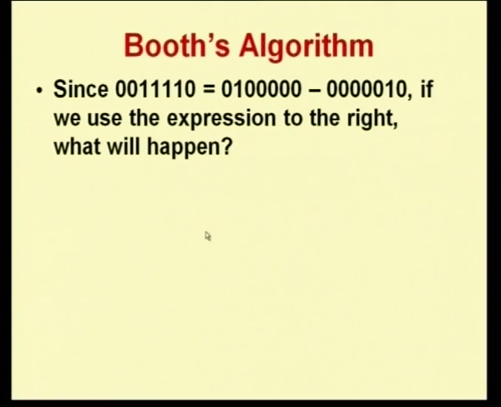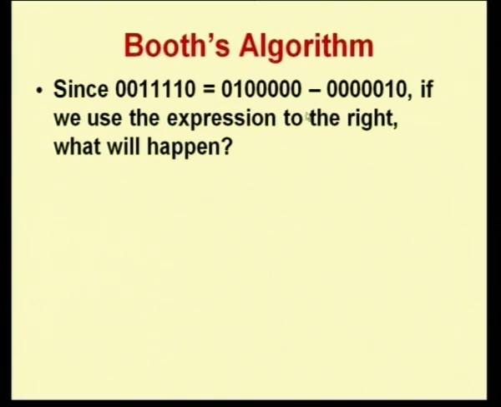So what we are trying to do here in Booth's algorithm is see if we can represent this number 0, 0, 1, 1, 1, 0 that we have here differently. What do I mean by differently? I can look at 0, 0, 1, 1, 1, 0 as 1, 0, 0, 0, 0, 0 minus 0, 0, 0, 0, 1, 0.